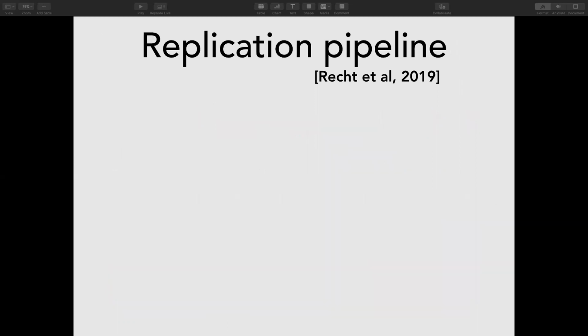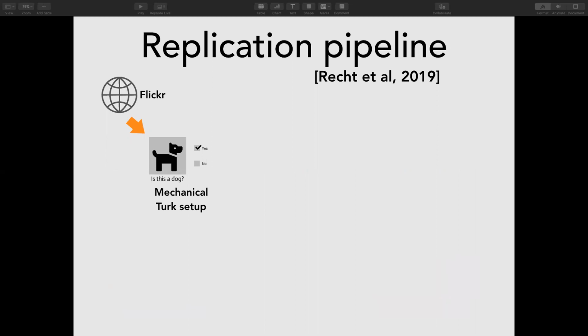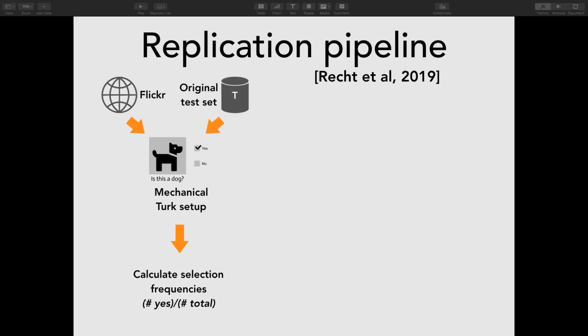Okay, so just to put everything together, the full replication pipeline used by Recht et al. looks something like this. We'll scrape Flickr for candidate images and candidate labels and upload these to Mechanical Turk. Using this Mechanical Turk experiment, we will calculate selection frequencies, which is the number of workers that say, yes, this is correctly labeled over the total number of workers. To have a baseline for comparison, we're also going to mix in images from the original ImageNet test set. And so the output of this experiment is basically selection frequencies for all of these new Flickr images, which are completely disjoint from the original test set, and selection frequencies for the original test set.